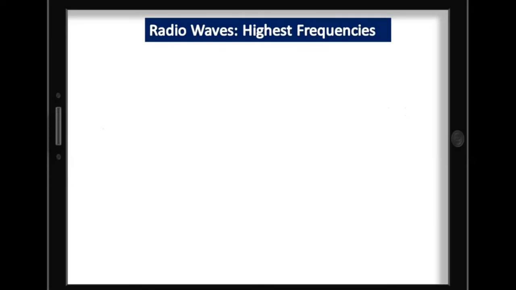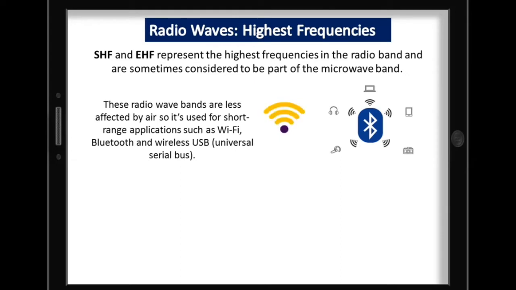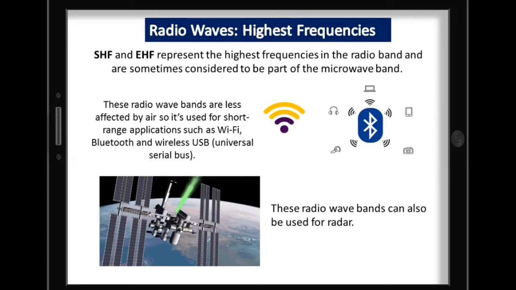And lastly, the uses of super high frequency and extremely high frequency. They represent the highest frequencies in the radio wave band and are sometimes considered to be part of the microwave band. These radio wave bands are less affected, that is why they are used for short-range applications such as Wi-Fi, Bluetooth, and wireless USB. Since waves bounce off objects, these radio wave bands can also be used for radar.